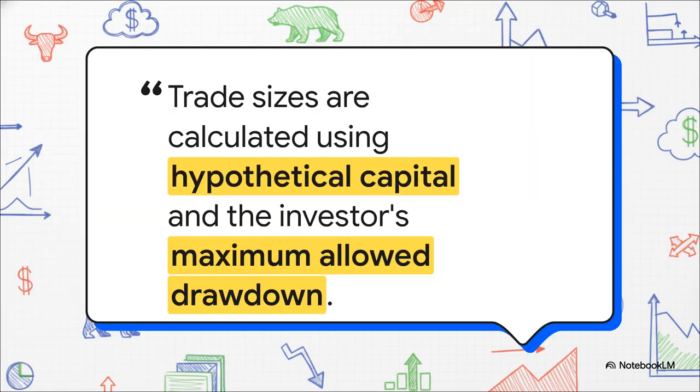So, you're probably wondering how all those pieces come together. Well, the model's methodology is very specific, and I'll read it to you directly. Both trade sizes are calculated using the hypothetical capital, the investor's maximum allowed drawdown, the third triangle domain percentage, the risk coefficient, and the contract size.